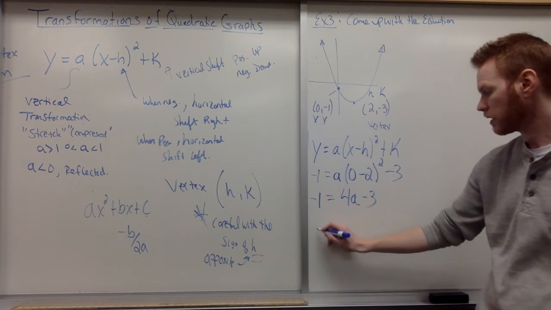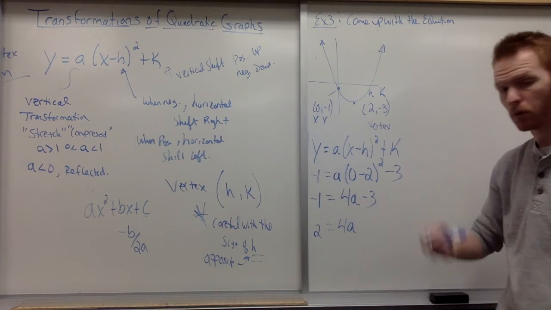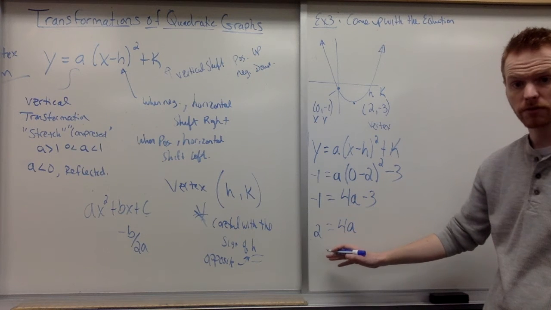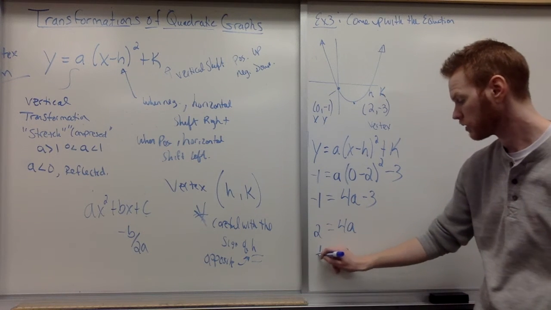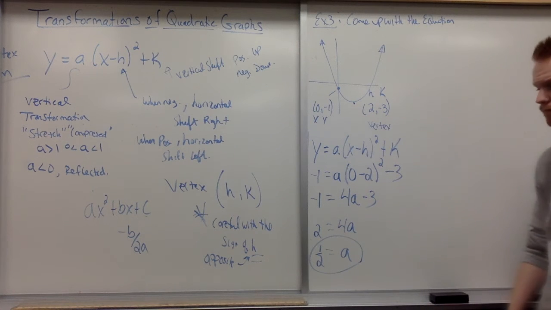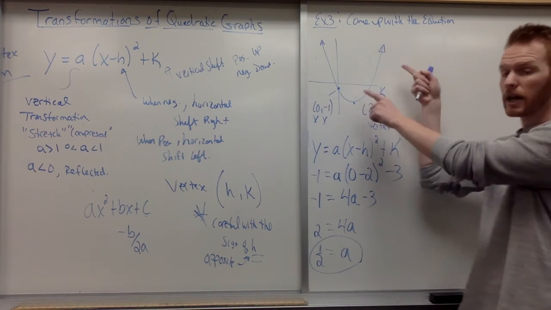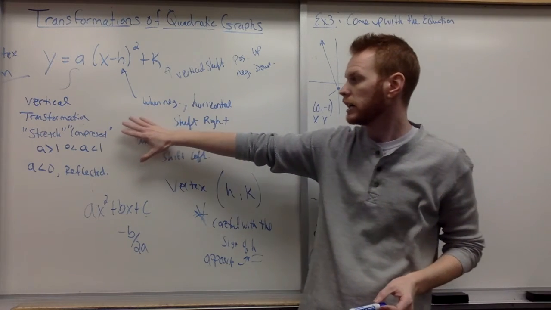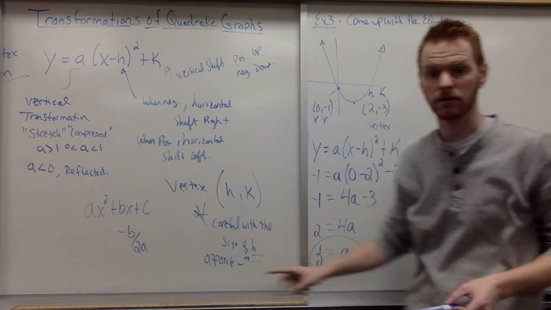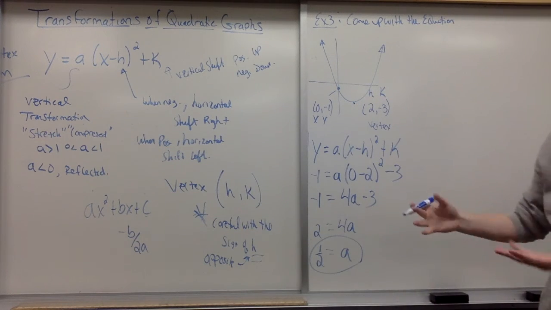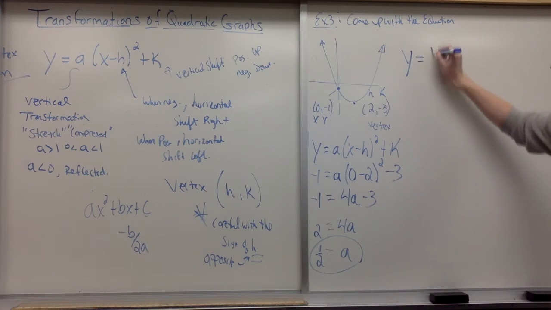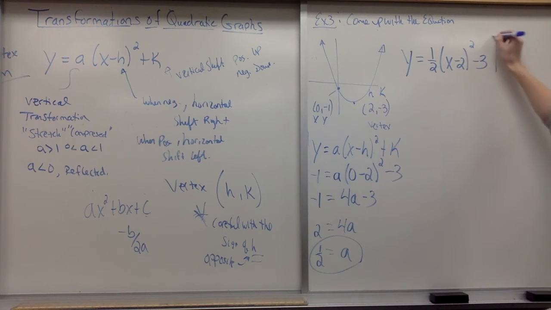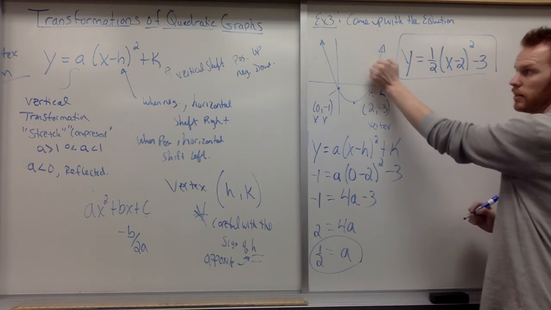Solve for A, I'm going to add 3 to the other side. I get 2 equals 4A. Divide both sides by 4. Now, I get 2/4 when I do this. I want to reduce it to 1/2. This guy right here has a vertical transformation. It is being compressed by a factor of 1/2. Okay? Now, let's put this together. My equation is going to be y = 1/2 (x - 2)^2 - 3. This guy is this guy over here.